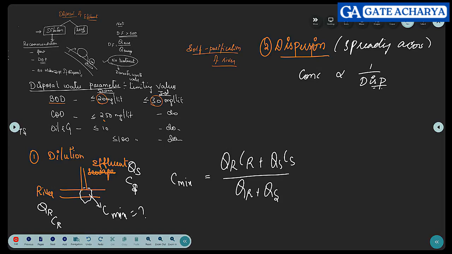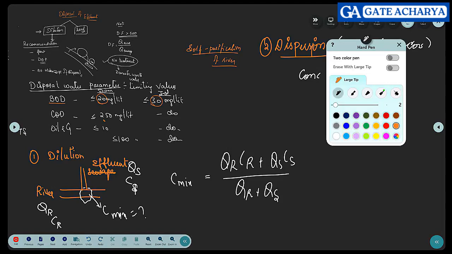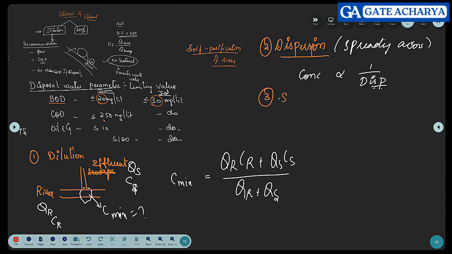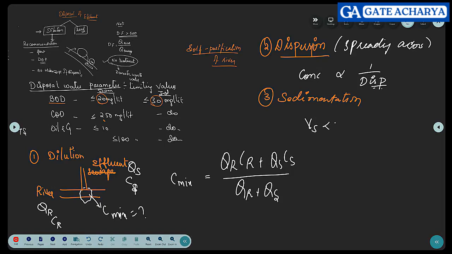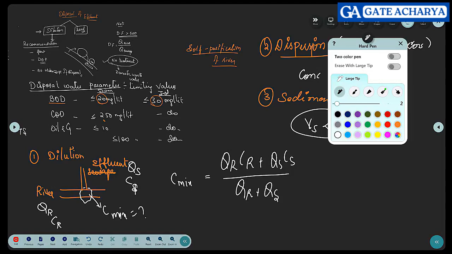The third one, sedimentation. What is the condition for sedimentation? Whenever the settling velocity of the particle falls below the overflow velocity, certain contaminants in the effluent will get settled. Okay, so we can remove the contaminant. But if the contaminant settles and stays there, the contaminant is always a contaminant. அது என்ன பண்ணும்?